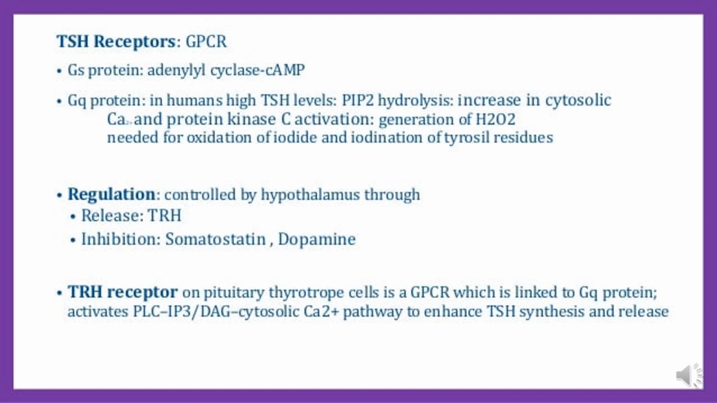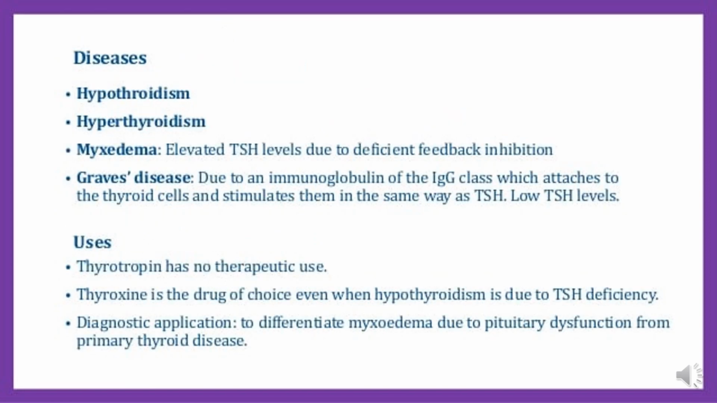These are the regulations of the TSH. It is regulated by TRH and it is inhibited by somatostatin and dopamine. What are the diseases that arise because of this? Hypothyroidism, hyperthyroidism. Myxedema, it is an elevated TSH level due to deficient feedback inhibition. Graves' disease, it occurs due to an immunoglobulin of the IgG class which attaches to the thyroid cells and stimulates them in the same way as TSH.